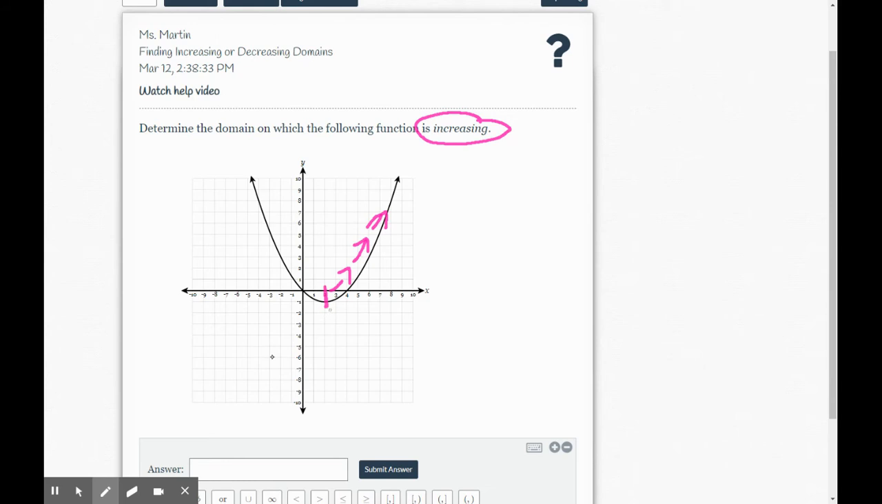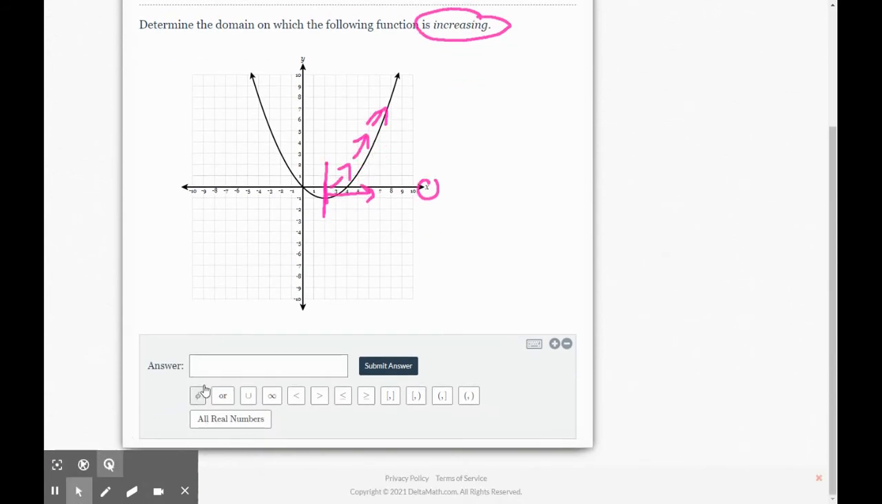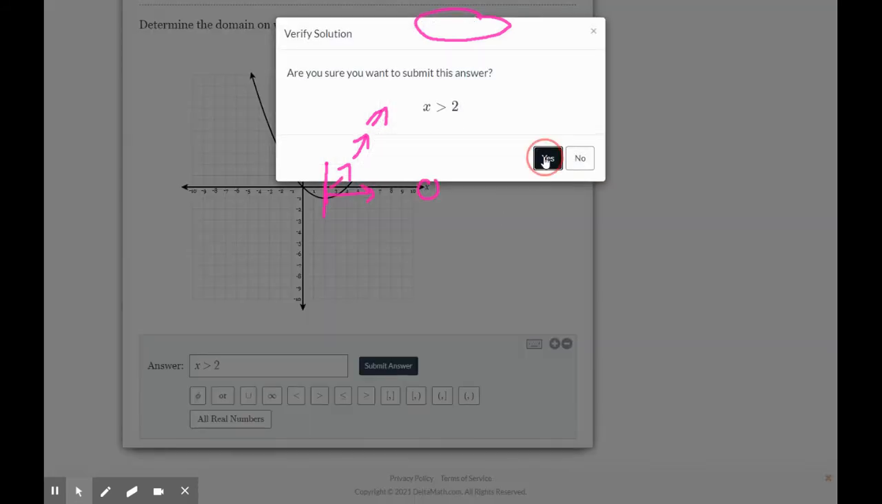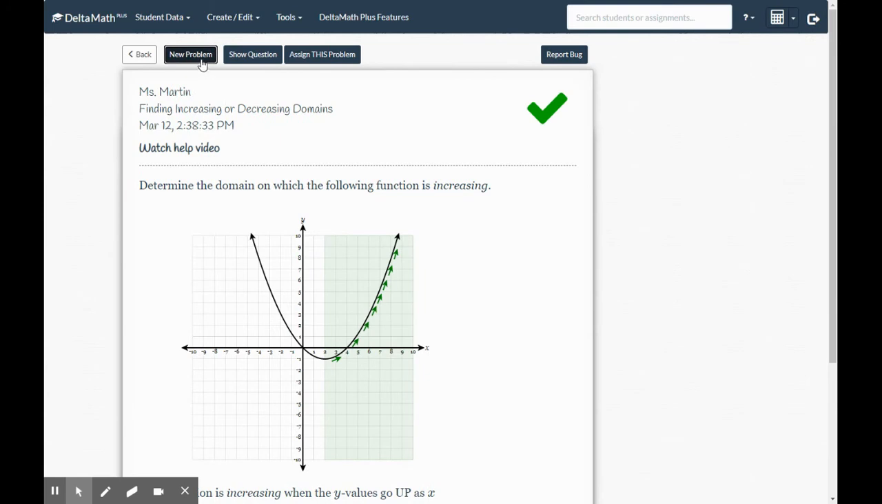Okay, so this is going to be all the x's. Again, it says domain, which is talking about our x-axis. So on this axis right here, anything in the positive direction greater than 2 is increasing. So we're going to write x is greater than 2. All right, let's look at one more.